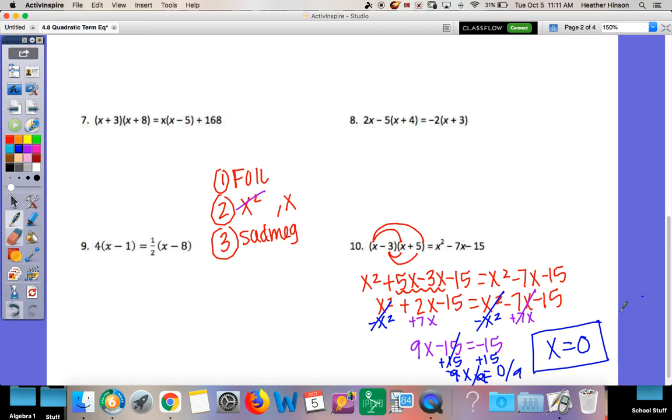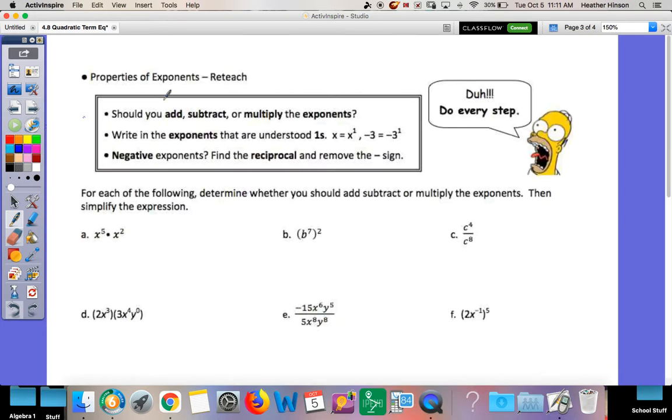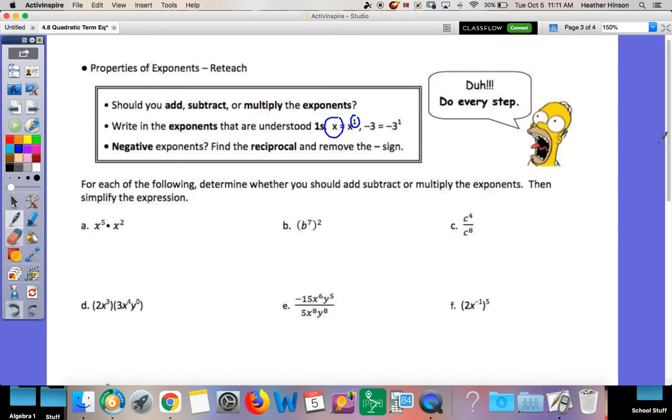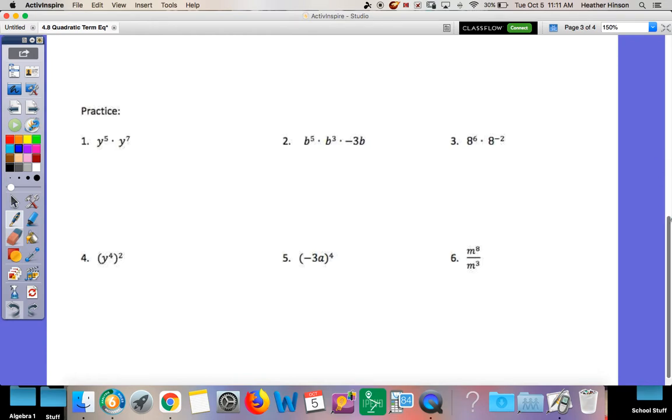Okay, the last thing on this lesson is just a little bit of a review of the exponents. So remember, you need to know if you should add, subtract, or multiply the exponents. If there's not an exponent, like if it's just x, write that 1 in there. Even if it's a number, sometimes we need it on the number, so you can write the 1 in there. And then your negative exponents, we flip them to the bottom. That means the reciprocal. And that's how we get rid of the negative.